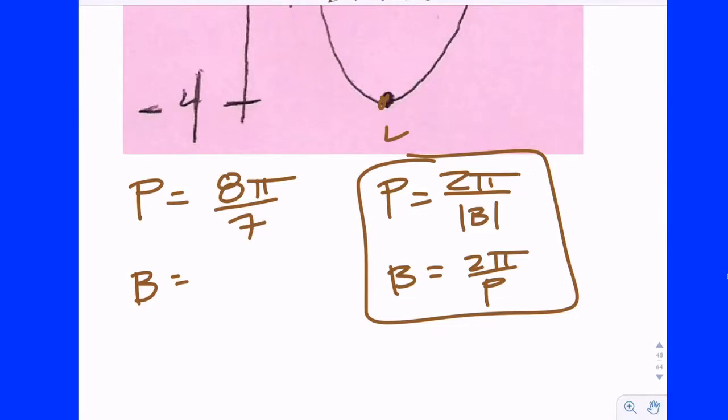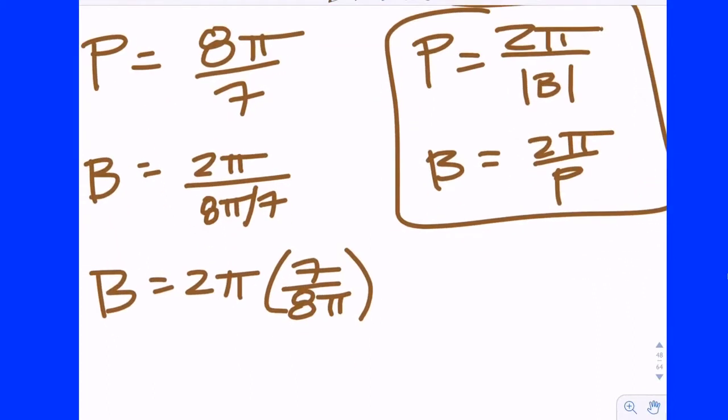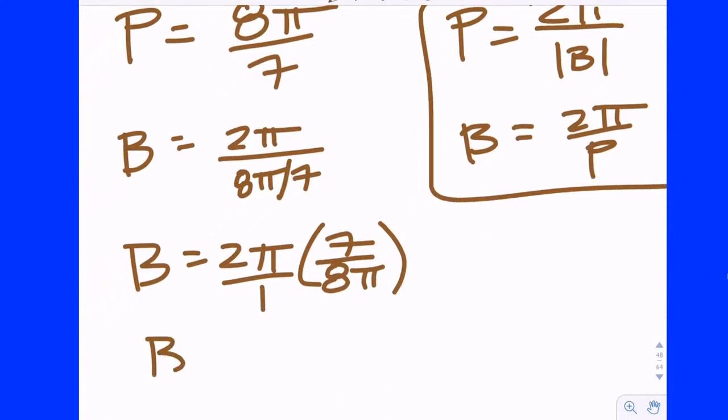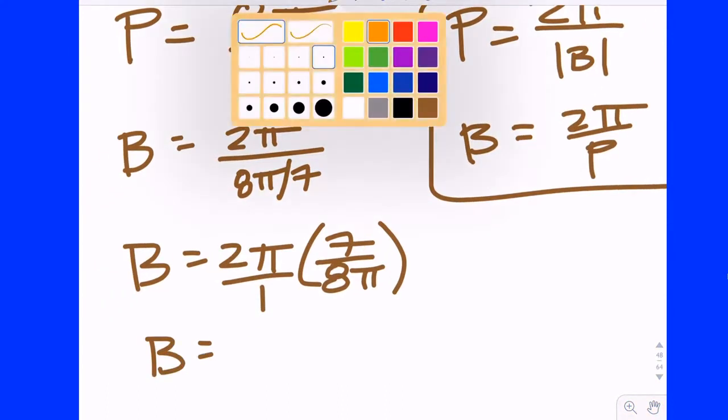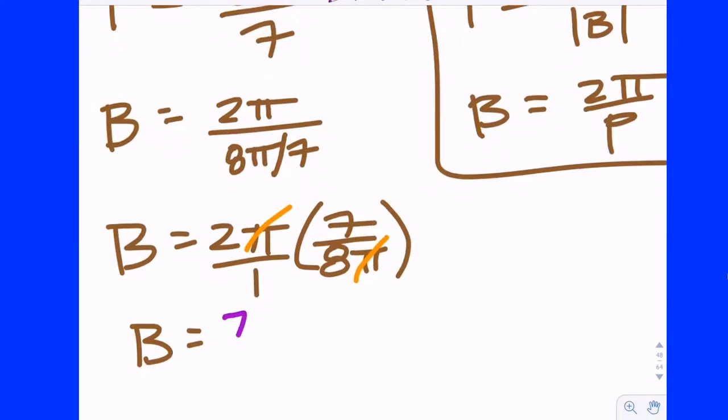So our b value is going to be 2 pi divided by 8 pi-7. Well, that's a complex fraction, so stay, change, flip. We get 2 pi times 7 over 8 pi, and good things will happen here. What happens with your pi's? They divide out. And then 2 eighths divides out to give you 1/4, so you end up with 7/4. There's the b value.